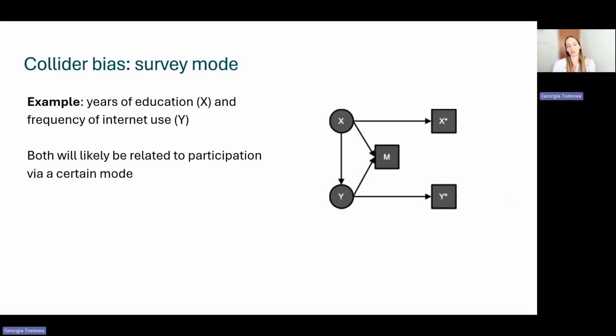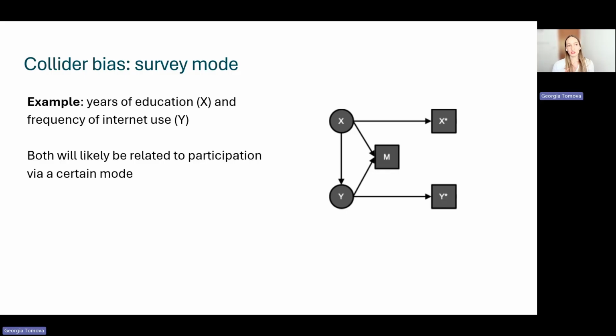Suppose we have some example where we're interested in studying the effect of years of education on the frequency of internet use. Both of these we might expect to be related to participation via a certain mode as opposed to another. So the way we can depict it in the DAG is that the latent X and Y are both causes of M. And of course, once again, we have the measured versions X star and Y star. For the purpose of this example, we just focus on mode selection. And so we assume here that M is not a cause of these measured versions. So we assume no mode effects.